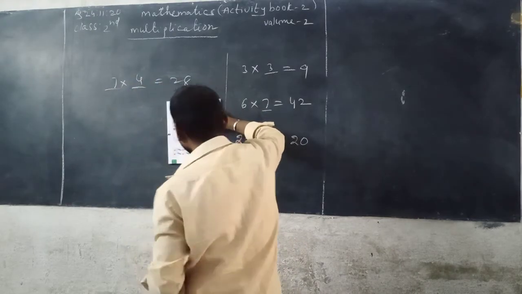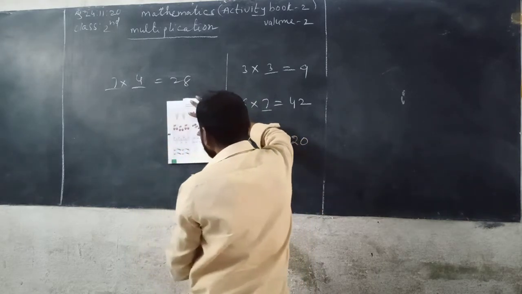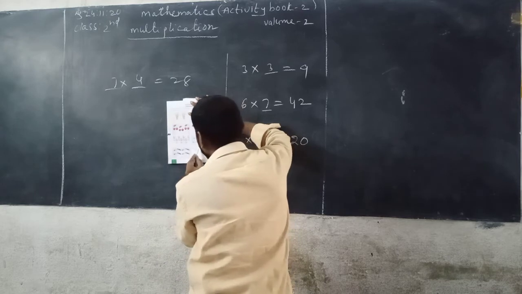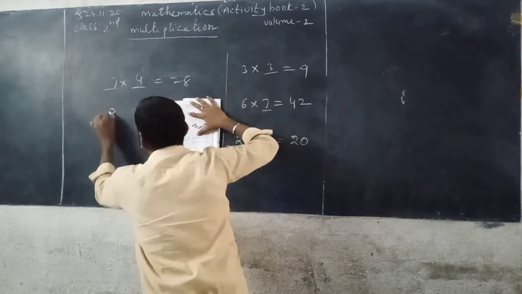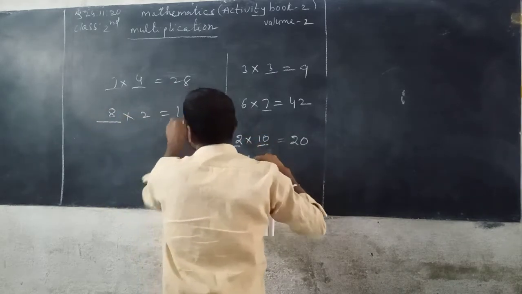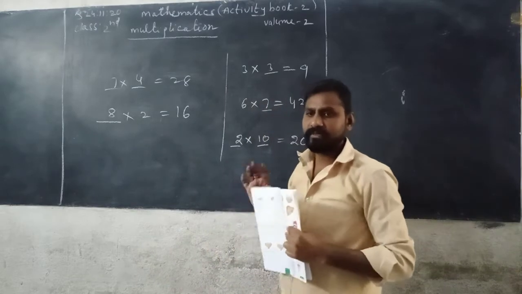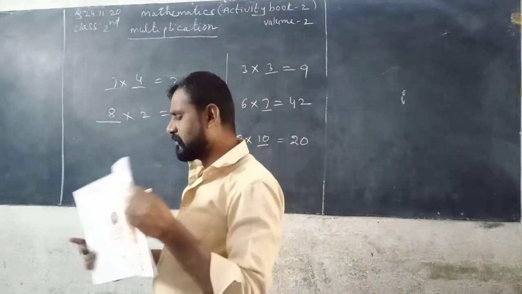Now next, this is the groups of pencils. See here, in each group how many pencils are there? 8 pencils. How many times repeated? 2 times repeated. So 8 into 2. So 8 twos are 16.